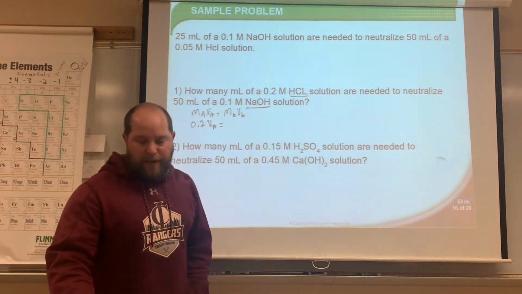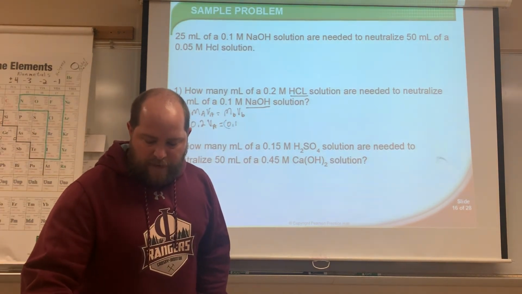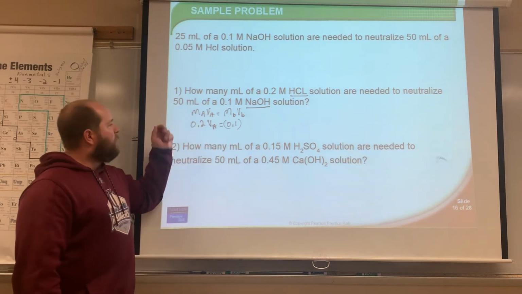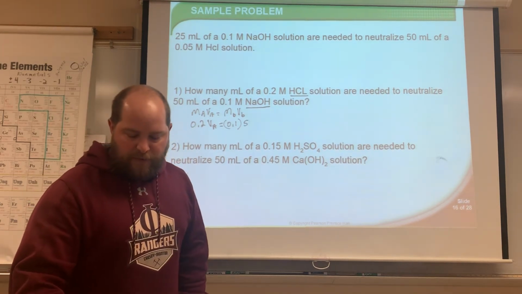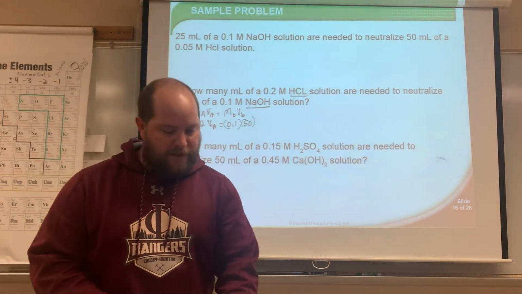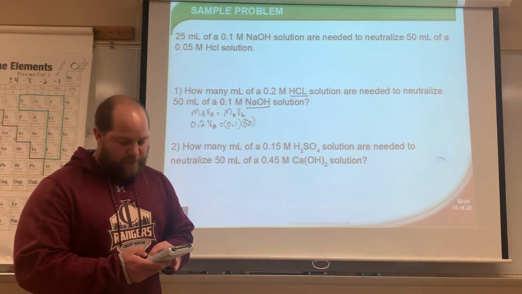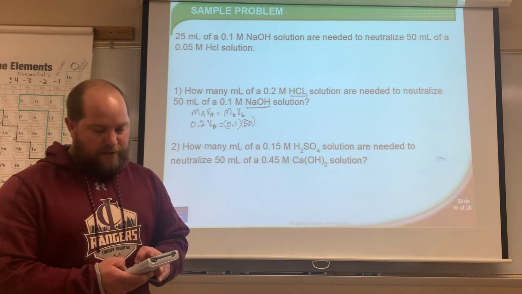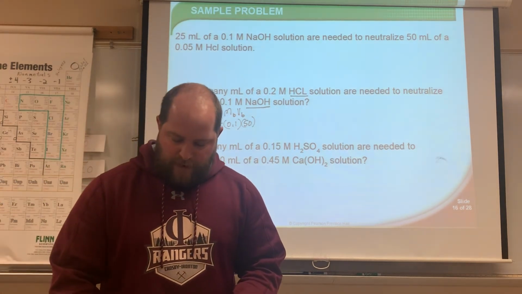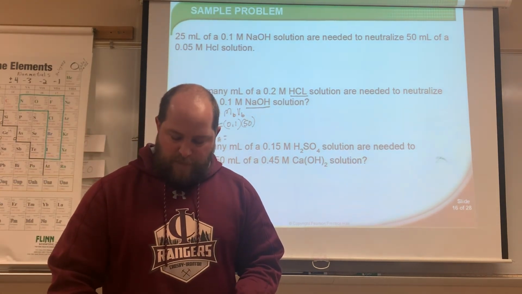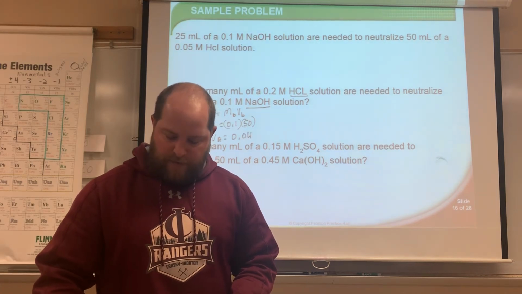We know the molarity of the base is 0.1, and the volume of the base would be 50 milliliters. So we just use that formula, solve it. It's pretty easy. 0.2 divided by times 50, and I get volume of the acid would be 0.04.